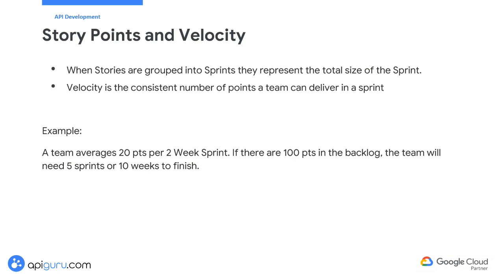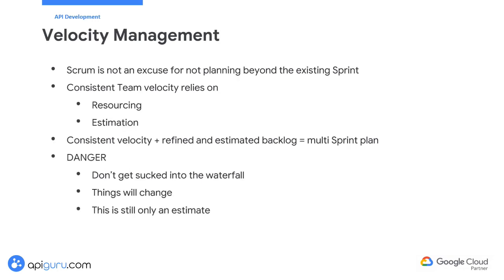Scrum should never be seen as a reason to forego planning beyond the current sprint or to overlook deadlines. Maintaining a consistent team velocity hinges on stable resourcing and estimation practices. Avoid fluctuating team commitments. Don't assign people full-time to a sprint one week and part-time the next due to other projects. Keeping the team fully dedicated is essential.